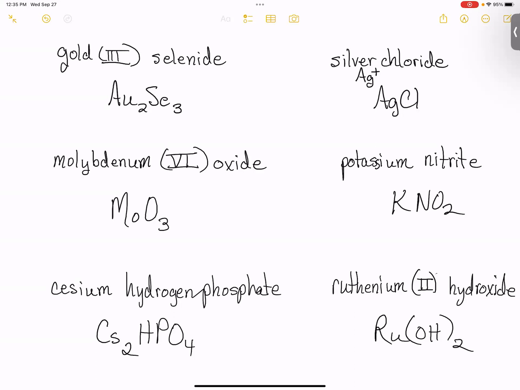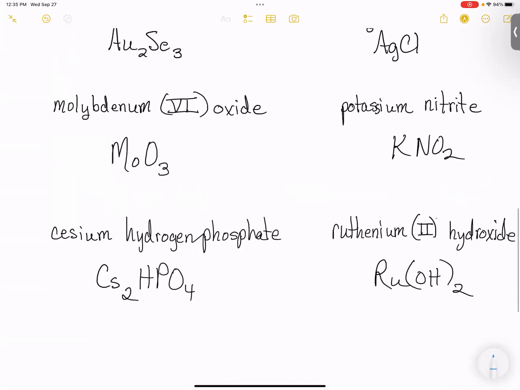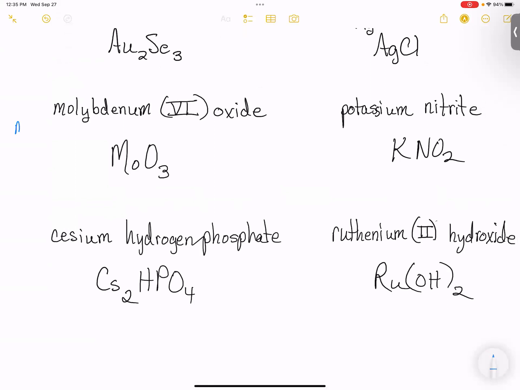Yeah, for the molybdenum, yeah. Okay, so this, I actually was kind of waiting for somebody to ask me that. So molybdenum is 6 plus and oxide is 2 minus.